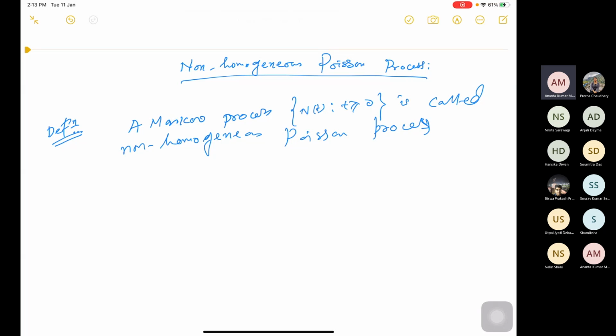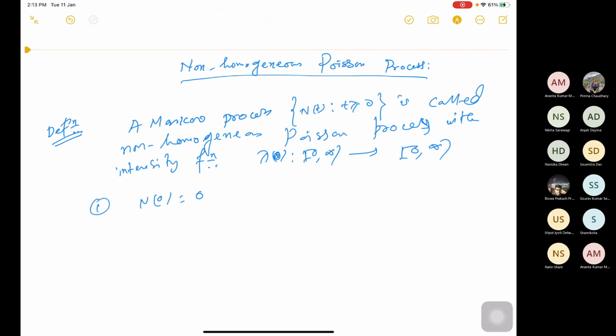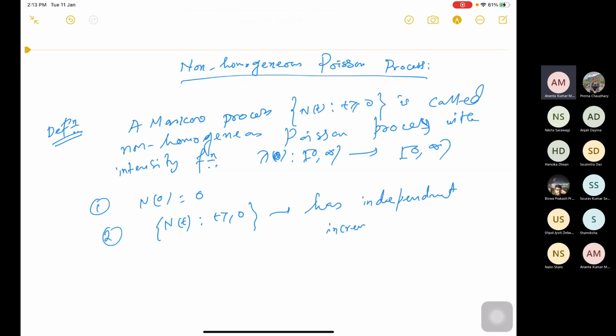So with intensity function now, because what we have seen is that lambda is positive. That is why I want to define this lambda t. This should be a function, so lambda is a function from 0 to infinity to 0 to infinity. This is a non-negative function such that it satisfies these properties. N of 0 is equal to 0, and second, N(t) has independent increments.